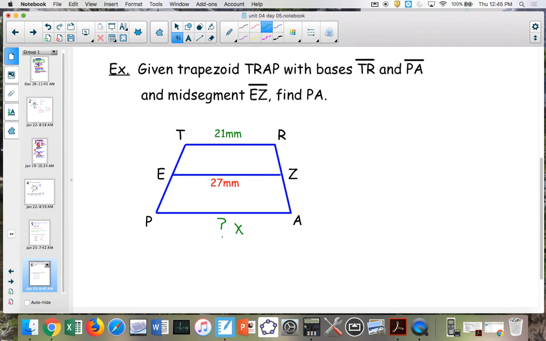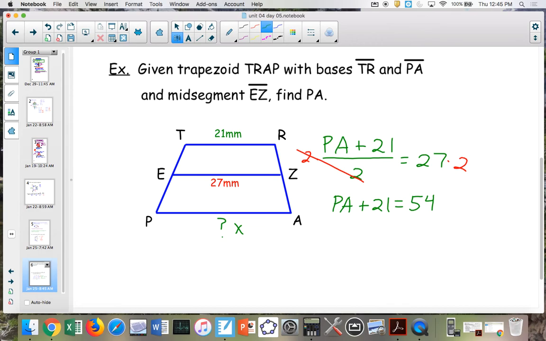Well, let me just call that X. So if you wanted to be formal and do it algebraically, you would say that PA plus TR, which is 21, divided by 2 is the length of the midsegment, which we already know is 27. So I need to solve this. If I multiply both sides by 2 to cancel that, I have the length of PA plus 21 should equal 54. And then if I subtract 21 from both sides, that tells me that segment PA must be length 33. Now that's the formal way to do it.